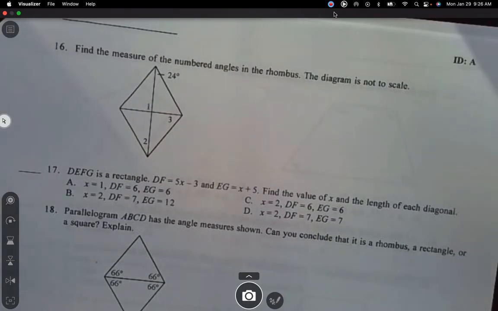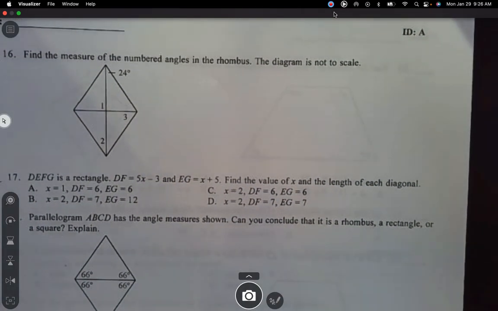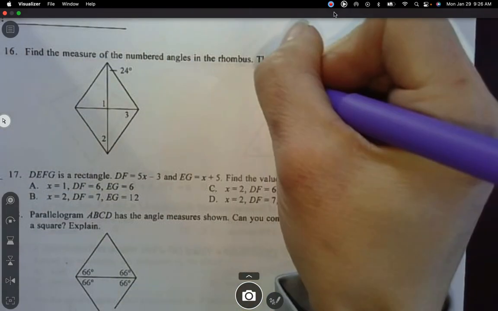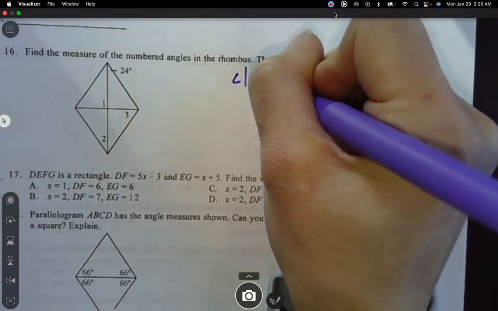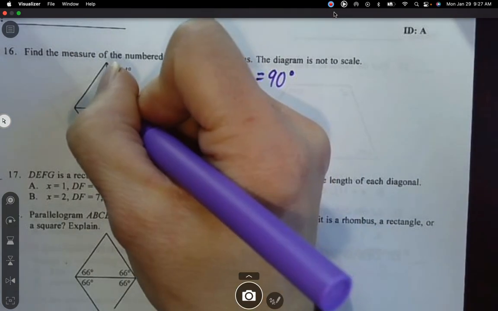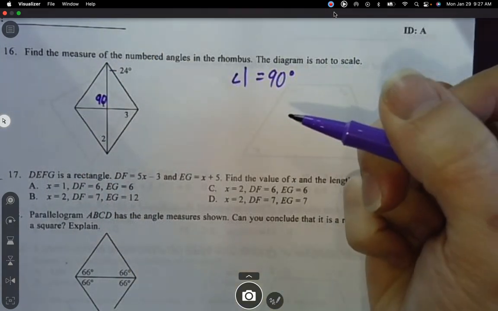16. Okay, it's a rhombus. What do I know about angle 1? It's 90. Angle 1 is 90, so I'm going to put angle 1 is 90. I think it wants me to find all of them.